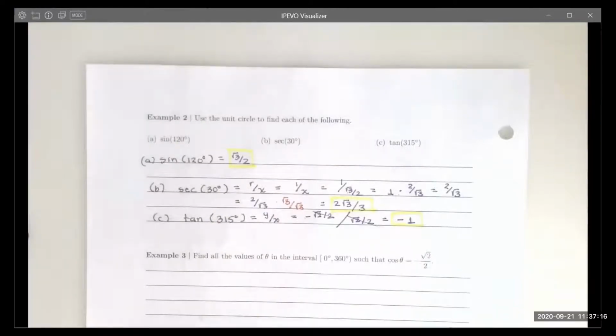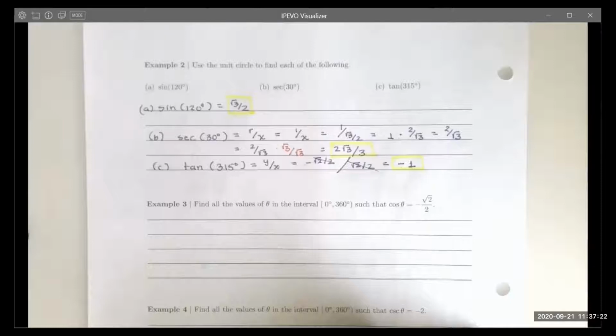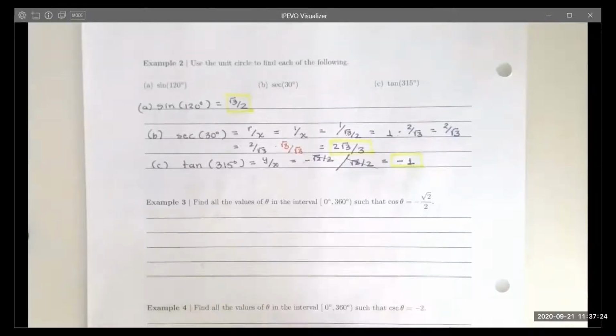That is a lot easier and a lot faster than having to draw right triangles or having to find the reference angle of an obtuse angle to find these trig functions. Okay, so the unit circle is actually very convenient.